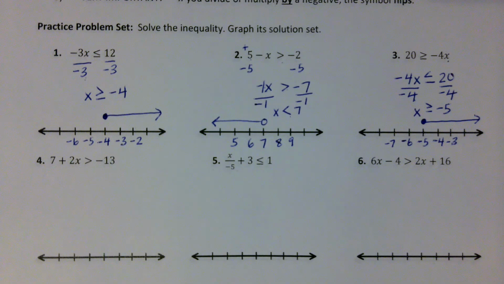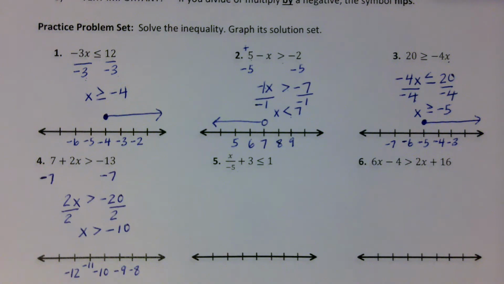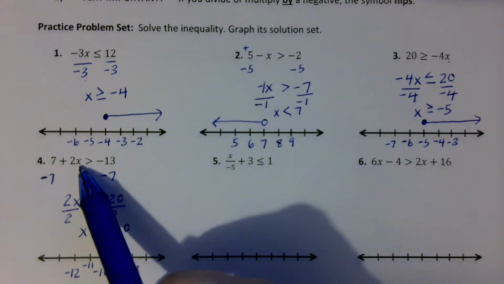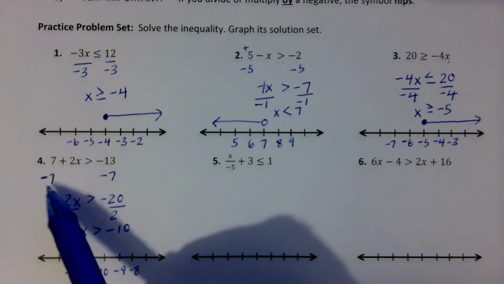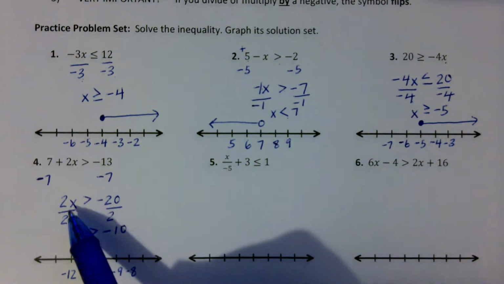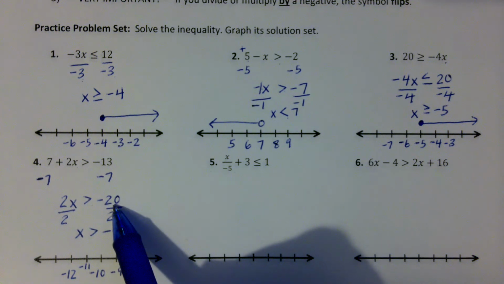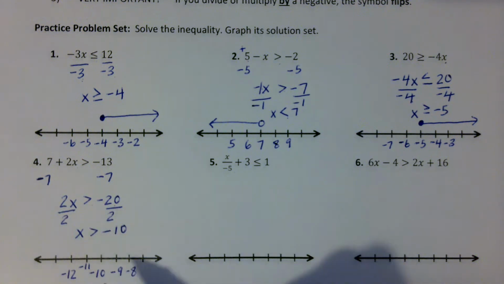Okay, it's your turn. Solve for x for number 4, graph that, and then start the video again. See how you did. Okay, how did that go? Remember, we want to isolate x, so first, instead of a positive 7, we subtract 7 on both sides. We get 2x is greater than negative 20. Then I divided by 2.